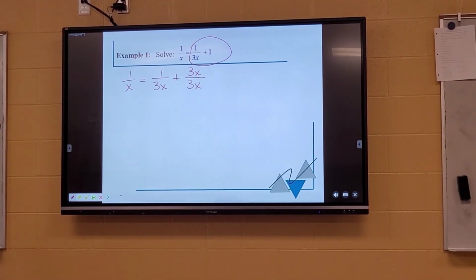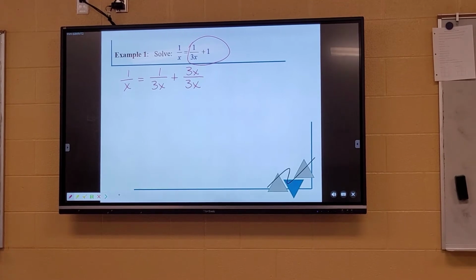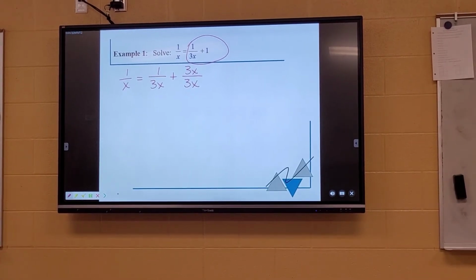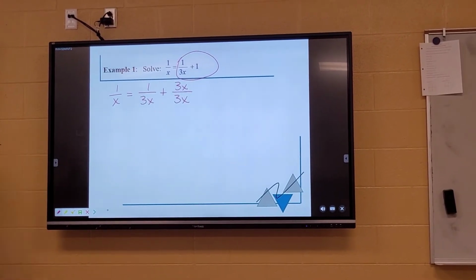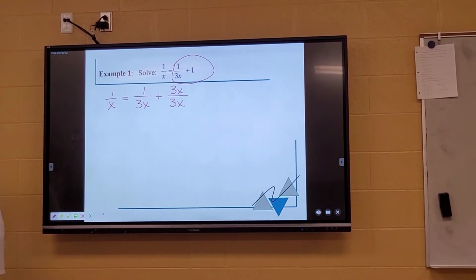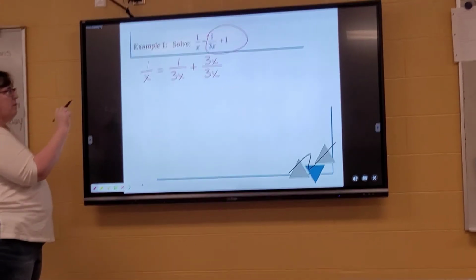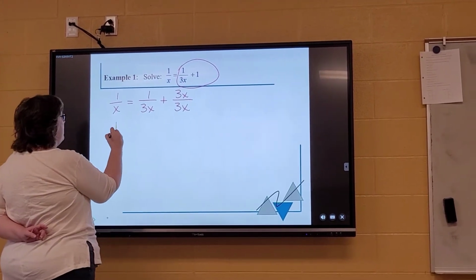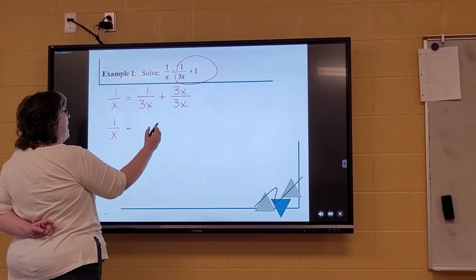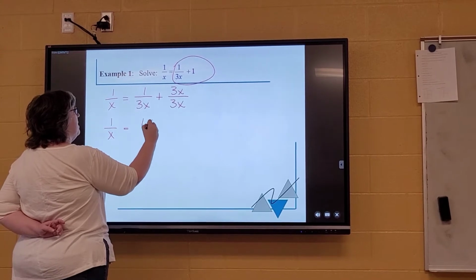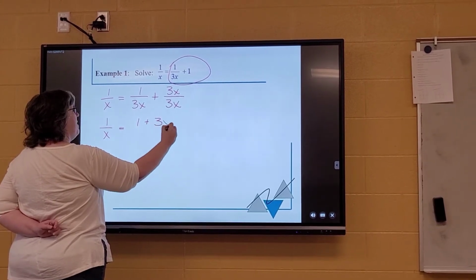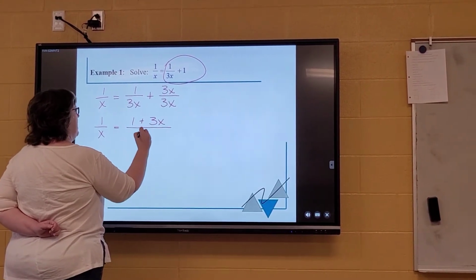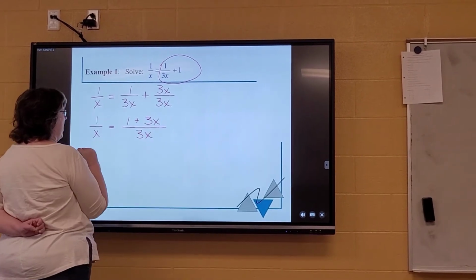Any number that's in the numerator and the denominator, if it's the same number, right, that is 1. 2 over 2 is 1. 4 over 4 is 1. 3x over 3x is 1. And now that my denominators match, I can add the fractions. So we add the numerator and keep the denominator. That's how we add fractions.